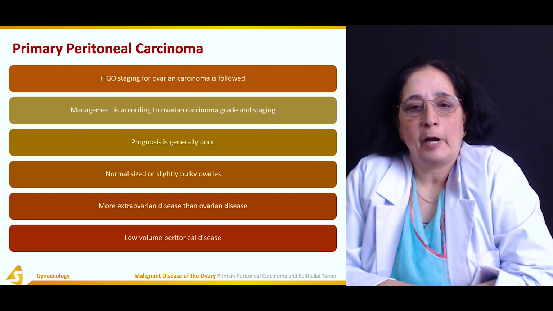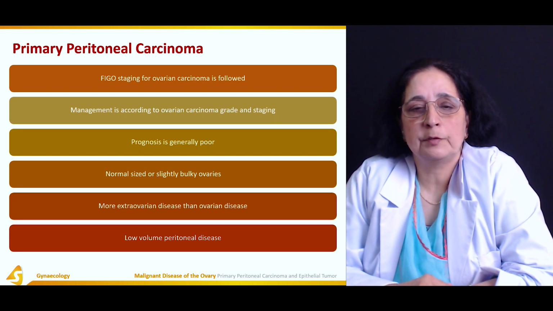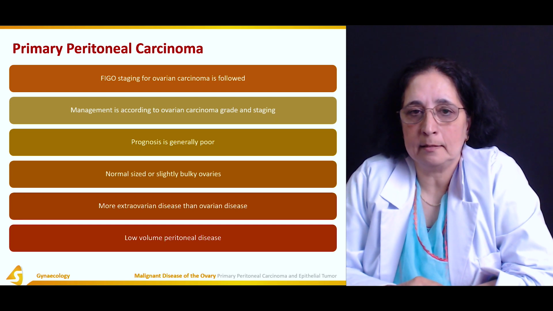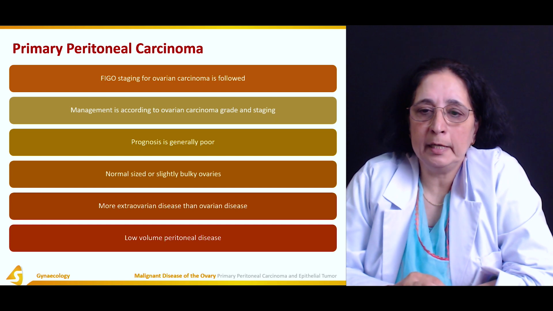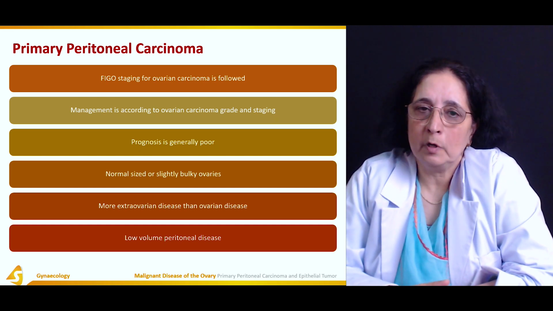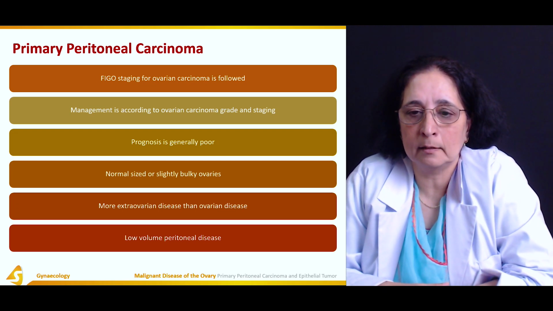In this primary peritoneal carcinoma, the same pattern of staging is involved as for the ovarian cancer. And then management is again according to ovarian carcinoma grading and staging. Prognosis is again also poor like the ovarian cancer.